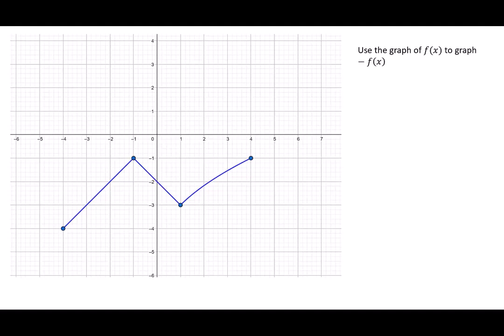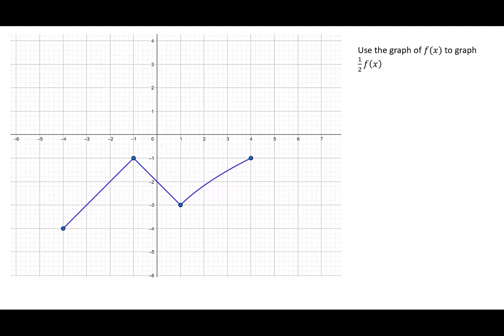This goes back to that same graph, and we're going to flip it. So whatever is negative goes positive, positive goes negative. So negative 4 becomes positive 4. Negative 1 becomes positive 1. Connect the dots. Negative 3 becomes positive 3. Connect those dots. And then the last one, negative 1 becomes positive 1. A little bit of a curve.